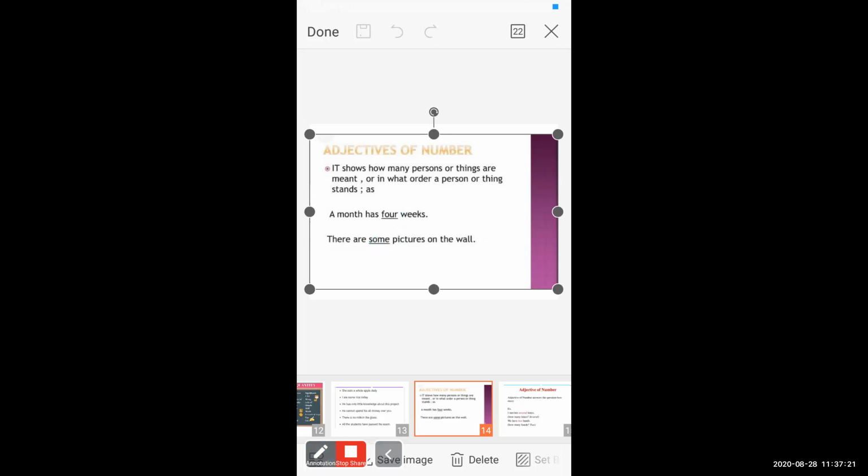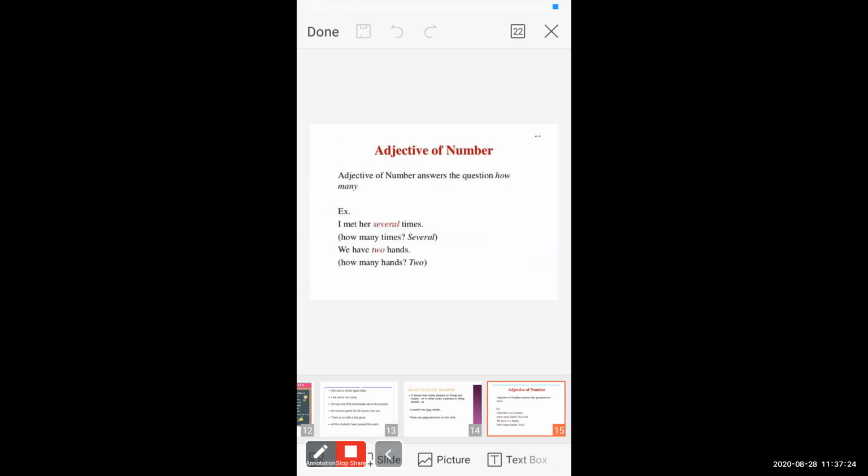Okay, come to the next. When you answer the question how many, those words come under the adjective of number. I met her several times. How many times? Several times. So "several" comes under the adjective of number. Okay, we have two hands. You can say we have two hands. So this also comes under the adjective of number. And I have 10 fingers, I have 10 toes. All these kinds of words come under the adjective of number.